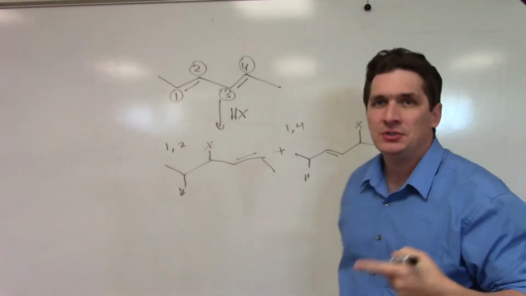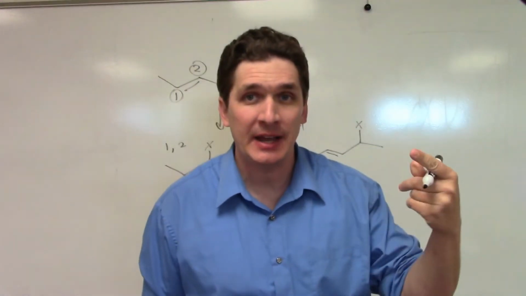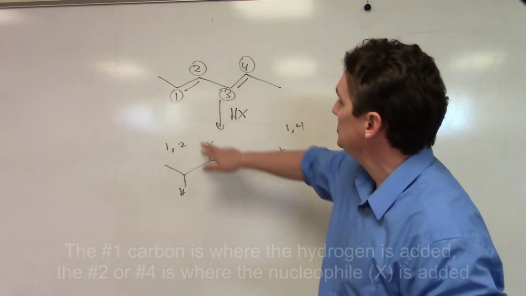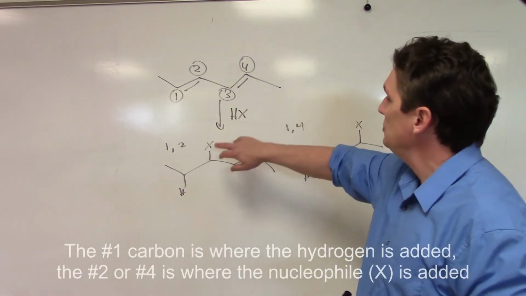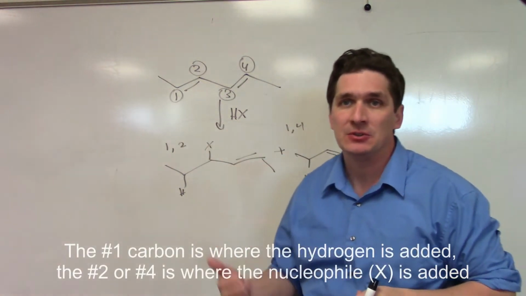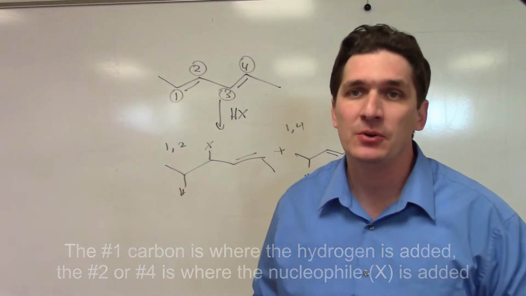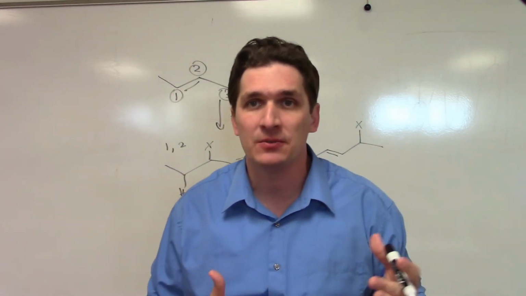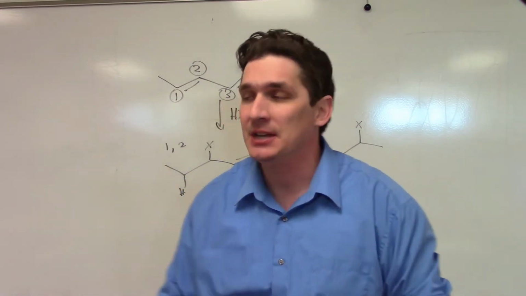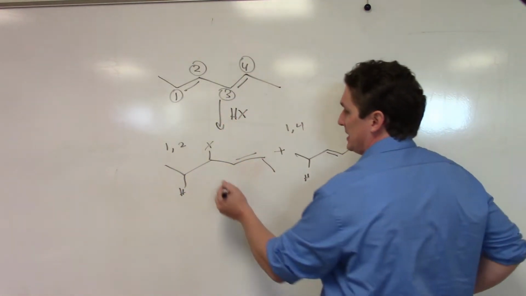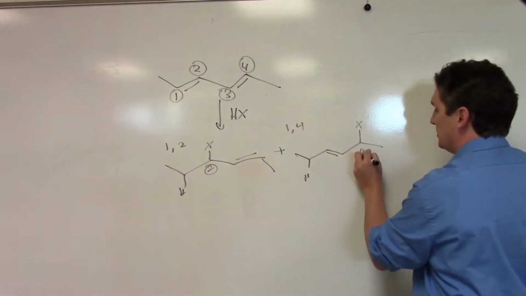And the thing with the 1,2 and 1,4 addition, the 1 is where we're going to add the hydrogen. So we add hydrogen here for the 1 carbon. The 2 or the 4 refers to where our X is. So this can be a chlorine, bromine, it could be an HSO4. It's whatever we add when we add to the double bonds. And we can either add it on the 2nd carbon, or we can add it on the 4th carbon.